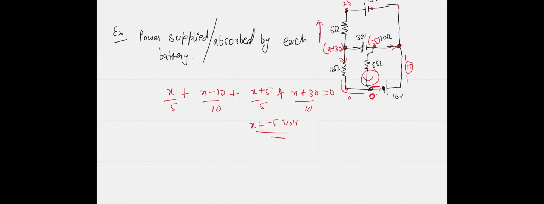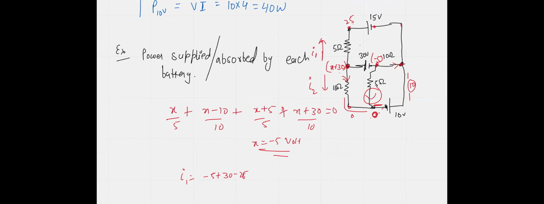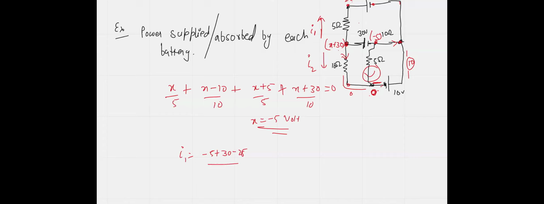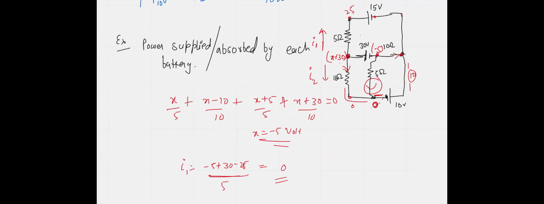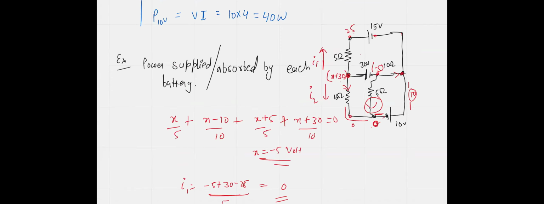So what is the current in that way? Let's say, Kirtan, this is I1, this is I2, whatever the current it is going. So what is I1? I1 I took as x plus 30 minus 25. So that is minus 5 plus 30 minus 25. If you just add all of them, what I'm supposed to get is divided by 5, so you can say the whole thing is 0. Right? So this means this value of current is 0. It means I don't have any current in this branch.